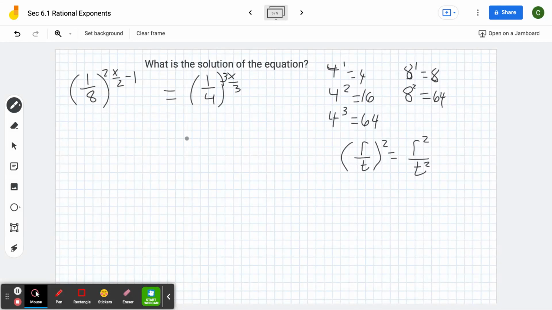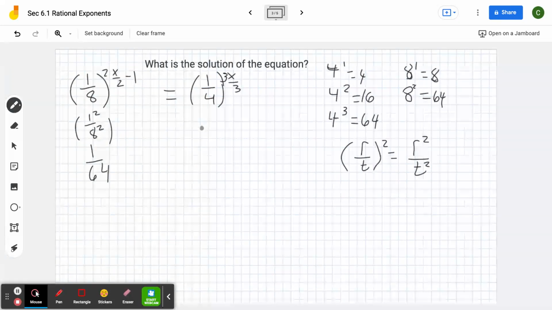this fraction here. And when I do that, I just want to show you real quick, 1 squared over 8 squared gives me 1 over 64. And then over here, 1 cubed is, well, 1 cubed and then 4 cubed. 1 cubed is 1. 4 cubed is 64. So that's actually going to work. Okay, so we're going to have the same bases.